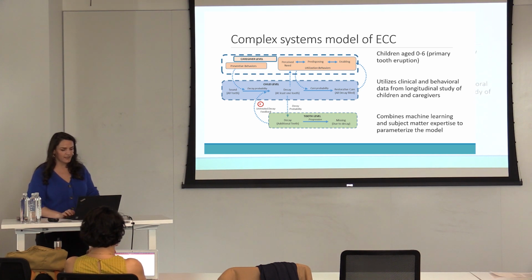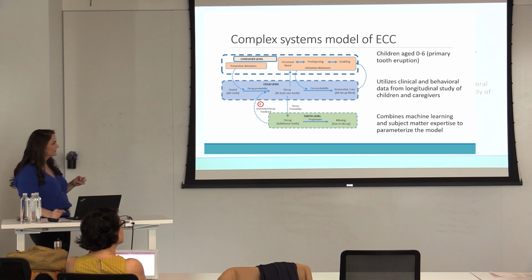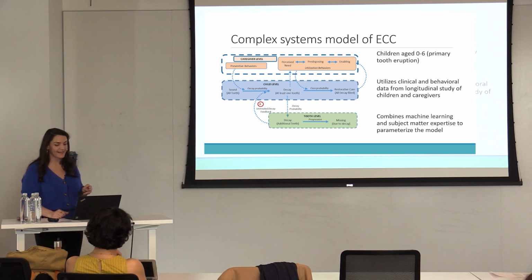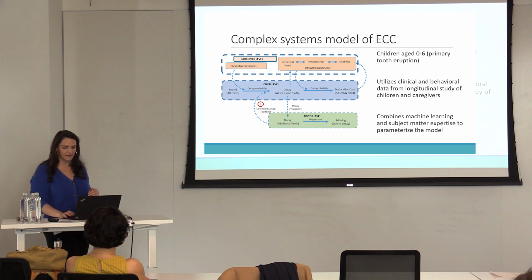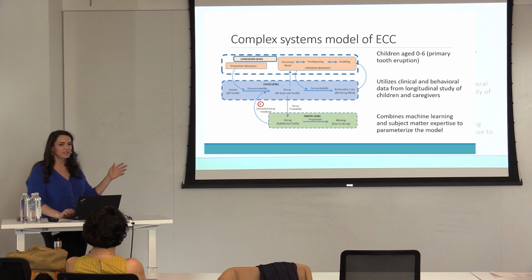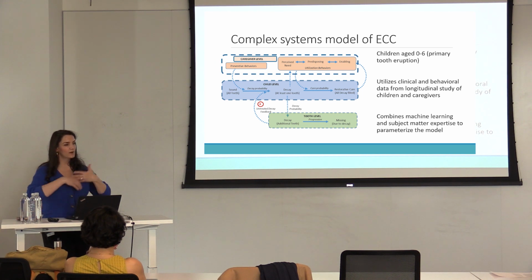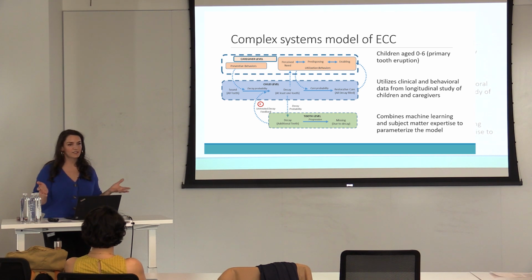This model also utilizes clinical and behavioral data from a longitudinal study of children and their caregivers, so we have data that we can fit to it. It combines machine learning and subject matter knowledge to parameterize the model. Once we're very close to finalizing that model, we can do experimentation with what if we were to intervene on caregiver behavior. We already know from some machine learning work which behaviors really matter. We've parameterized the model with those behaviors, and now what happens when we intervene on those behaviors.